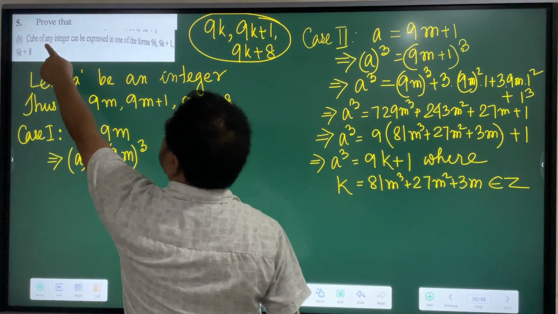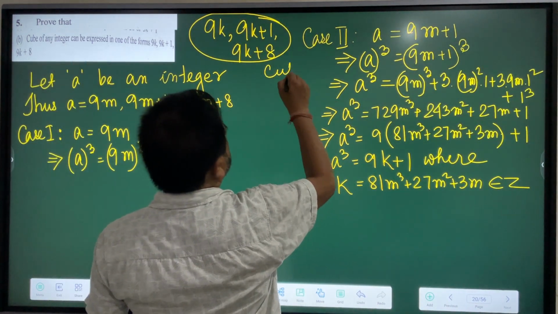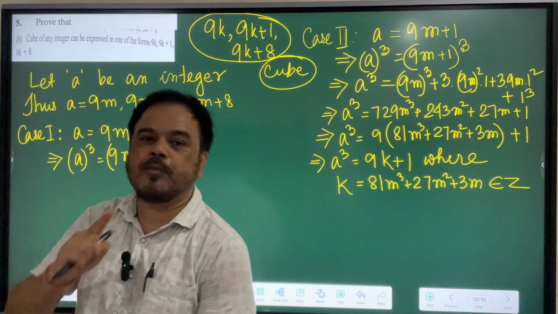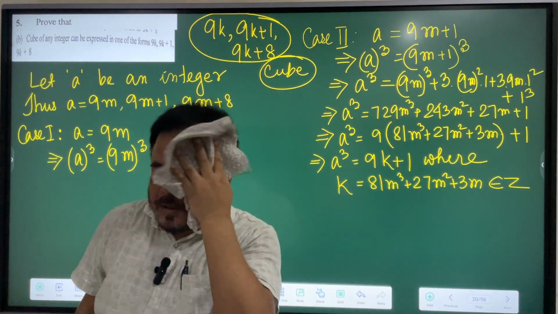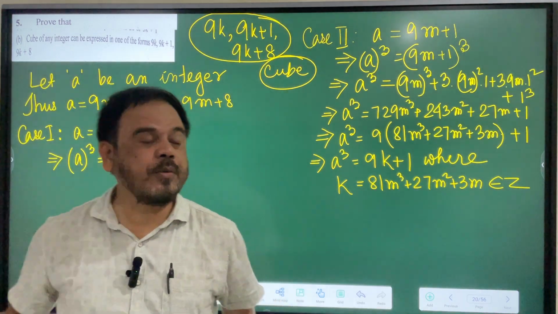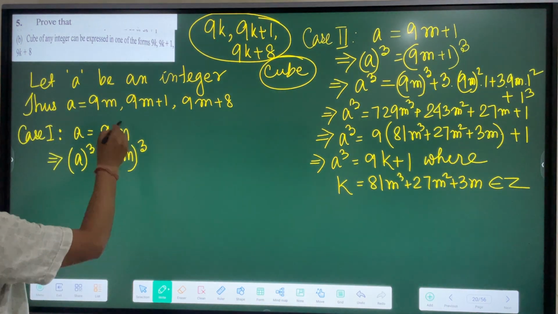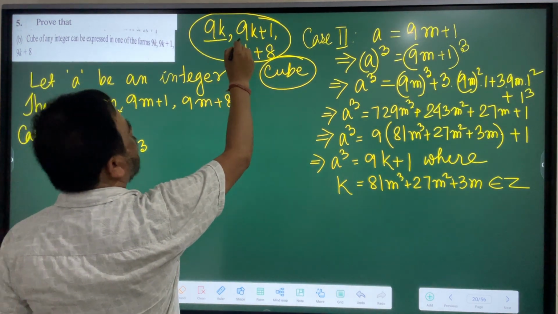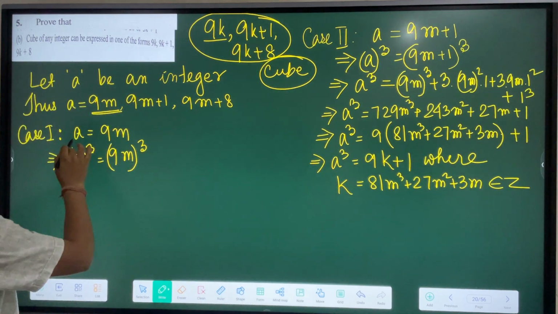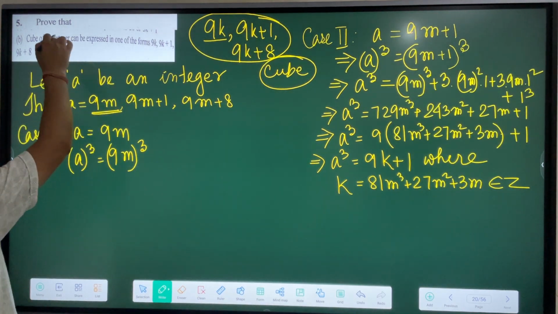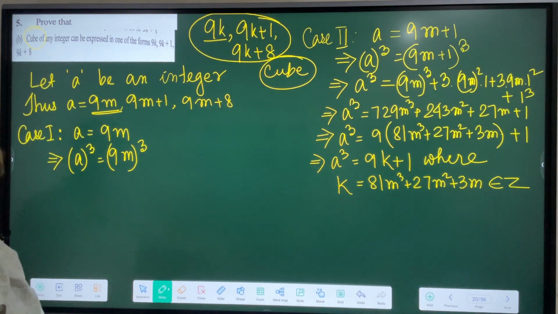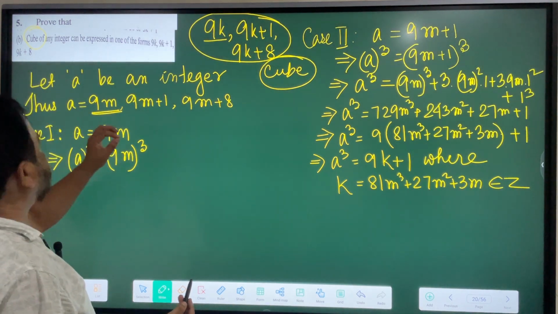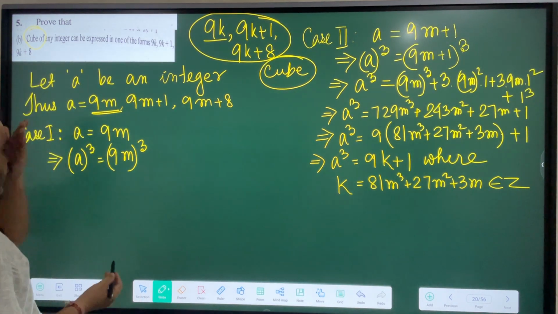So what is the cube of any integer? In the previous sum it was given square, so we squared both sides. Now cube is given, so we will do cubing on both sides. First we take a equals 9m. We have to try to get 9k, 9k plus 1, 9k plus 8. Cubing both sides is done because it is written cube. You can see exercise 3.35 number B: cube of any integer. Let the integer be a. So a cube equals (9m) whole cube.